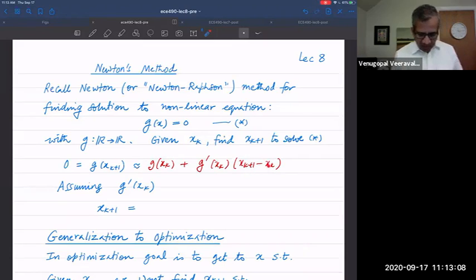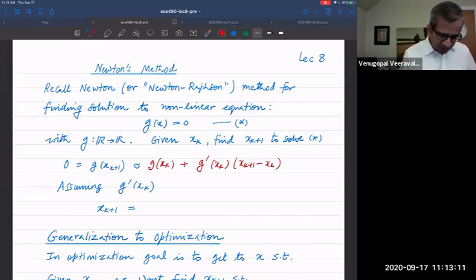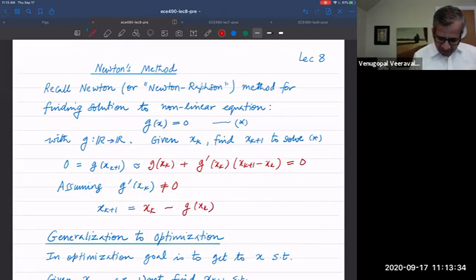Now here we have to assume that the derivative is not equal to 0. If the derivative is not equal to 0, then we can set this equal to 0 and solve for xk plus 1 in terms of xk. So you get xk minus g of xk divided by g prime of xk. And that's exactly what Newton's method is.